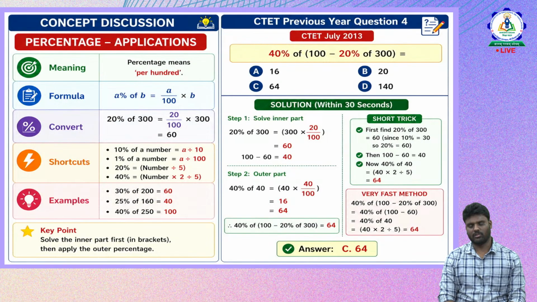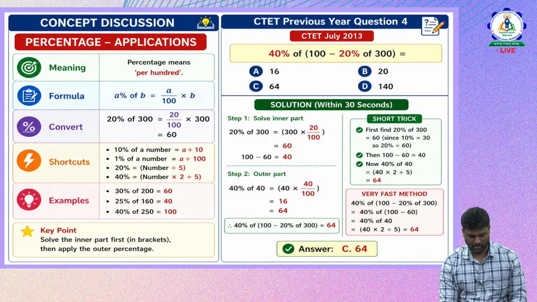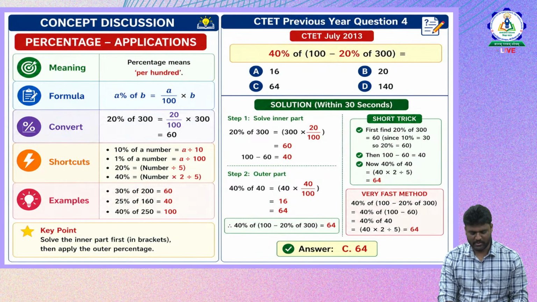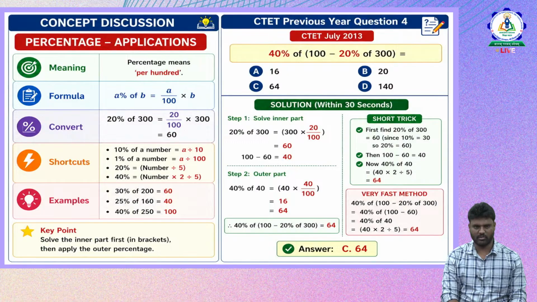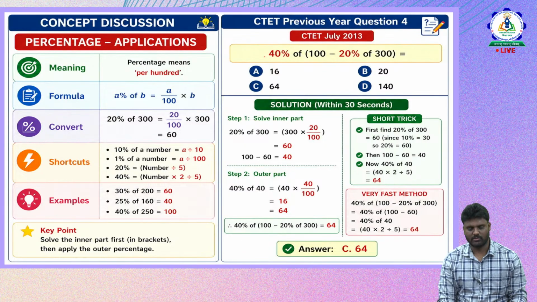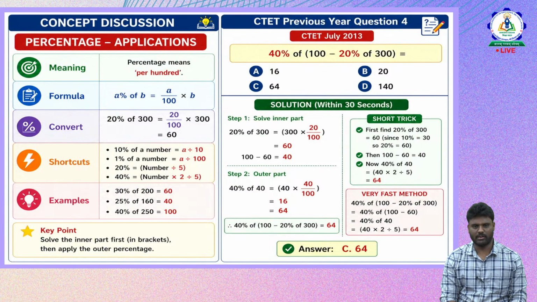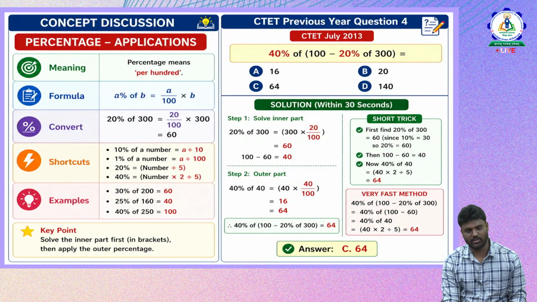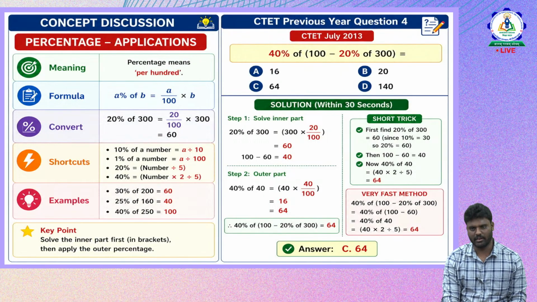Read the question: 40% of 100 minus 20% of 300. Now what we have to do first is identify the concept. They're asking a% of b, which is equal to a by 100 into b. Here they have given 40 and 20.